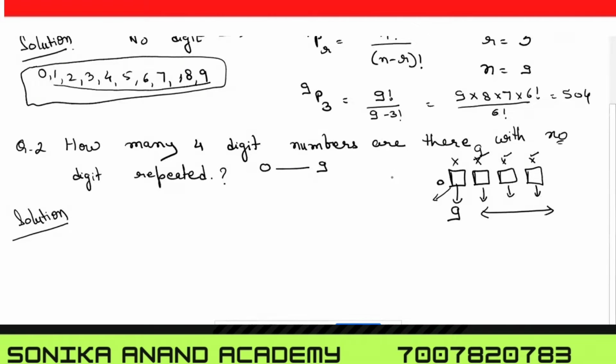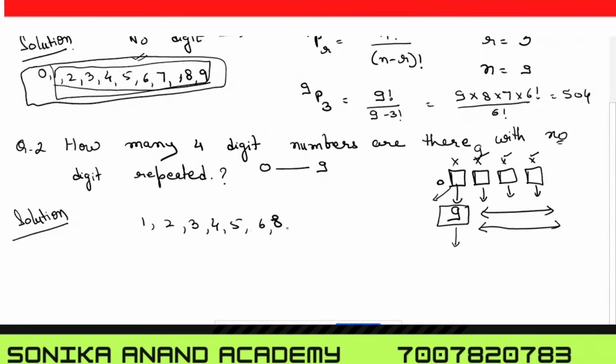Listen. We have 10 numbers in the starting. And in the first one, I can't fill the zero. So we have total choices 9. Clear? Now in these three boxes, zero is included in them. For the first box, I have only 9 choices. But for the second, third, and fourth, I have all the choices.